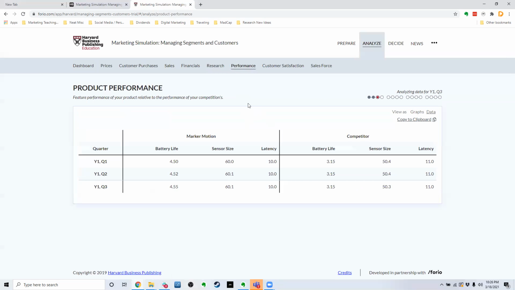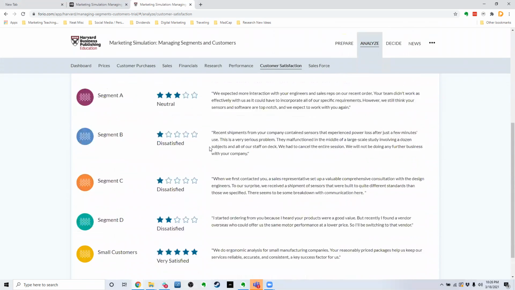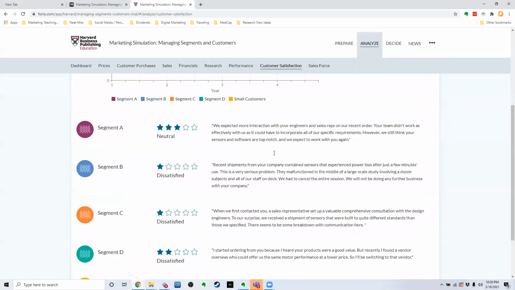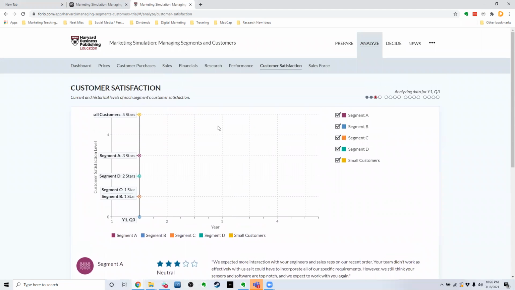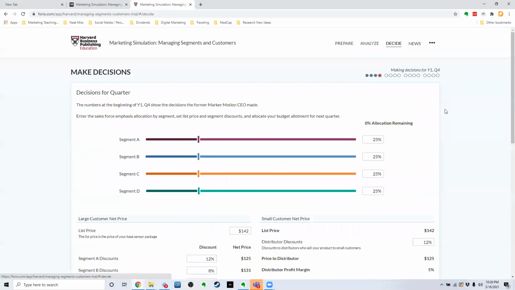Okay, performance, that'll show you how you're doing in general. Customer satisfaction, which is 25% of your grade in the scoring. This tab will tell you how these satisfaction levels will change. They'll give you information here, and this information will tell you a little bit about how they're feeling. Some segments want more salespeople. They want more interactions. Some segments don't care about salespeople. They just want better product quality. You'll have to figure all that out based on the information that you'll get in the customer satisfaction. Okay, and then of course, how your sales force is doing and where they're dedicating their time. That's all on the Analyze tab. That's the results that you'll look over as you make your decisions.